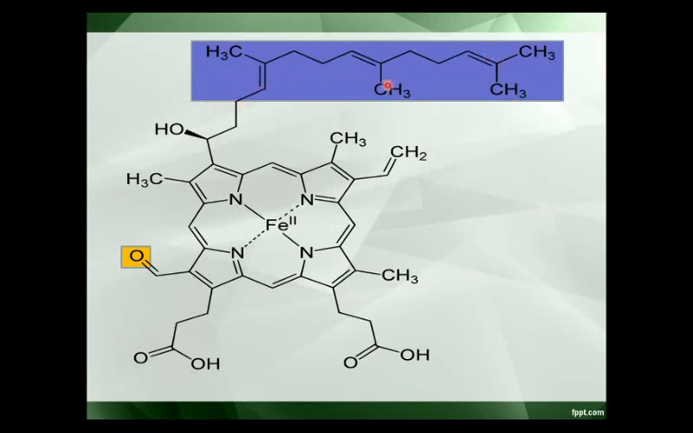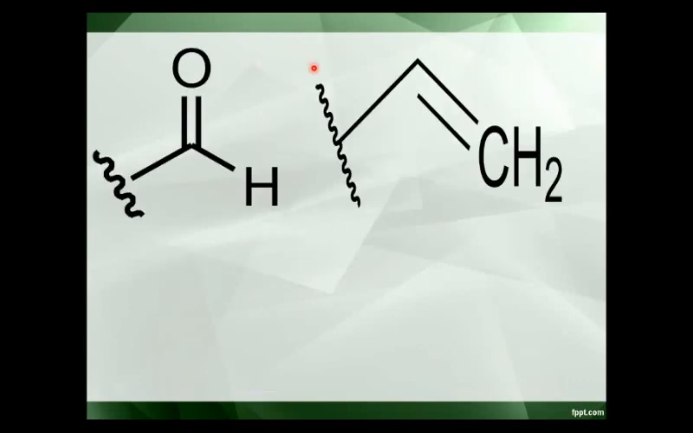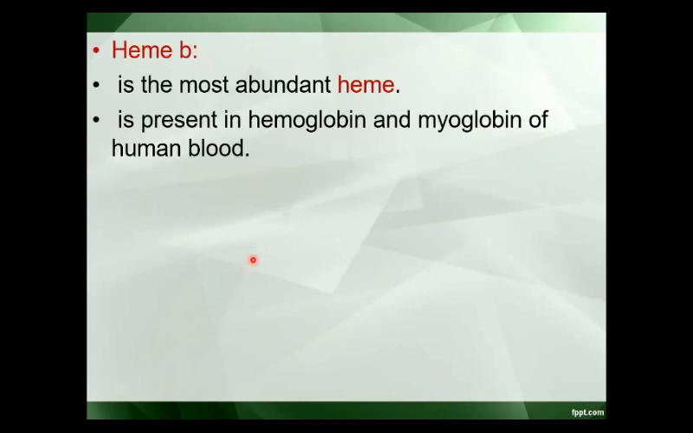The farnesyl group in heme A, and here you can see the vinyl group in heme B. Here I have only shown the different groups. Heme B is the most abundant heme and is present in the hemoglobin and myoglobin of human blood. So hemoglobin and myoglobin contain heme B.